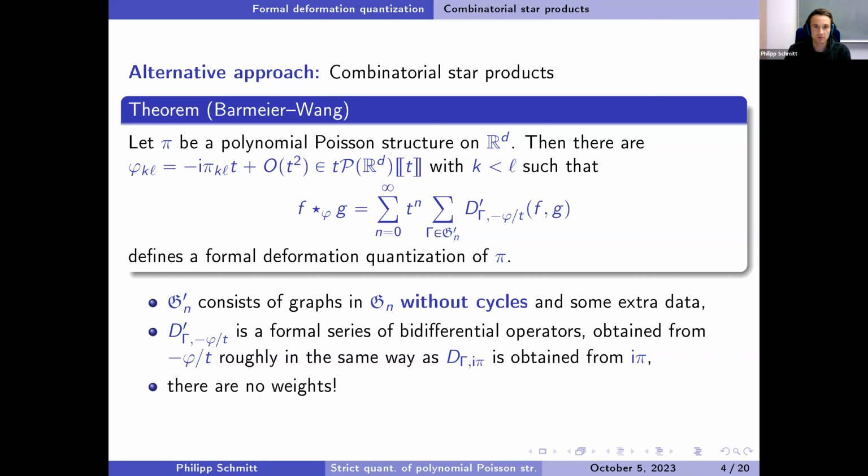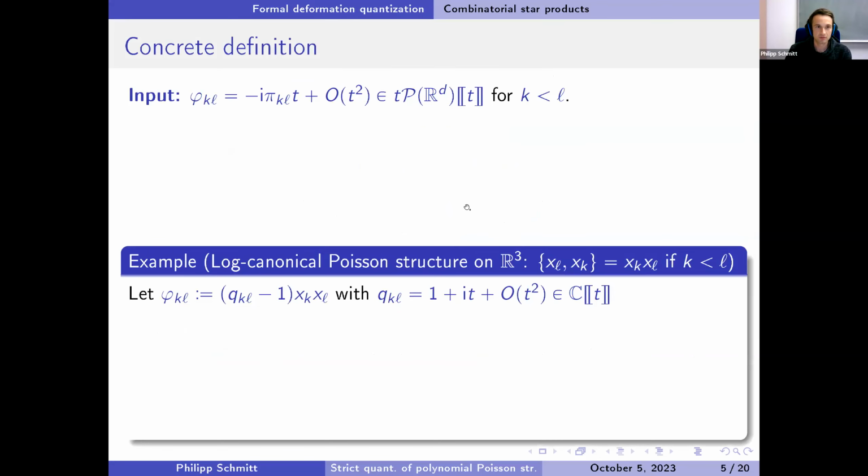Okay, and now I should tell you about the actual definition of these products, and I'll try to do this on my next slide. So I'll have the general definition up here, and I'll try to give you an example right away of the computation in the bottom half of the slide. And this example will be for the log canonical Poisson structure. That is the Poisson structure where 2 linear coordinates x_k and x_l will have Poisson bracket their product x_k times x_l if k is smaller than l. So in particular, this is a quadratic Poisson structure.